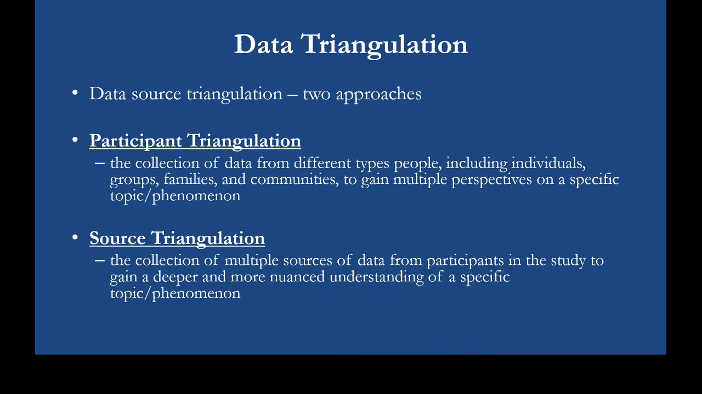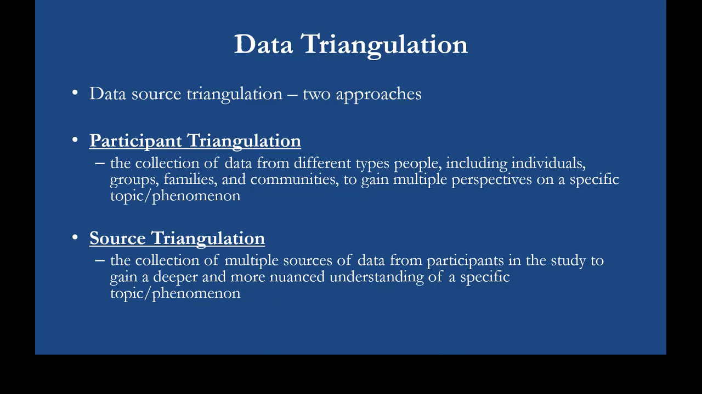Participant triangulation is the collection of data from different types of people, including individuals, groups, families, communities, to gain multiple perspectives on a specific topic or a phenomenon. So if you're really interested in better understanding some phenomenon that's experienced by multiple people, participant triangulation might be a good way to go. Triangulation, I should mention, is not required, and it might not be right for every study. But if you're really interested in some specific phenomenon, whether it's a type of reading program that was adopted, a pivot to remote learning, how students are considering which college to attend, it might be interesting to get the student's perspective, the parent's perspective, the counselor's perspective, and triangulate those perspectives in that way, which could really add a rich nuance to your data.